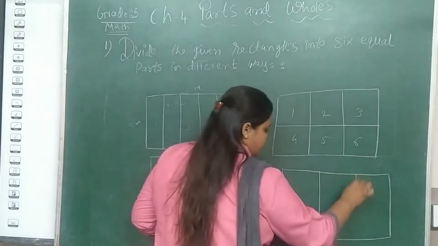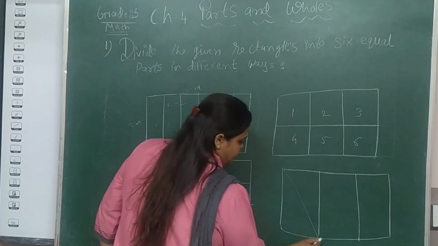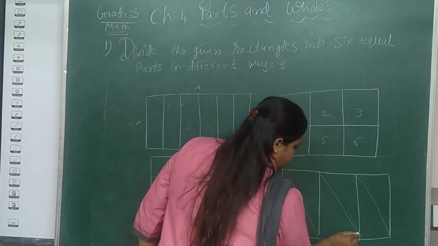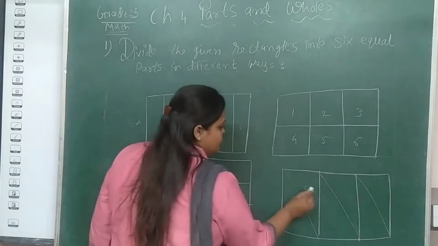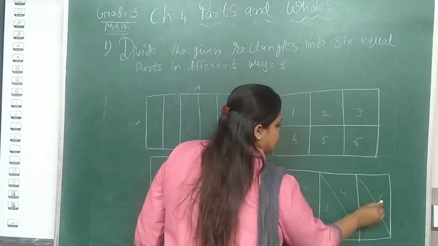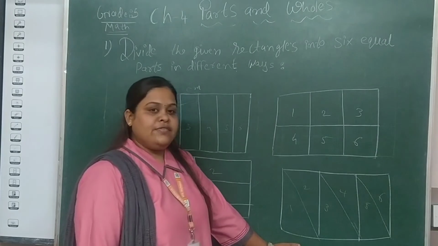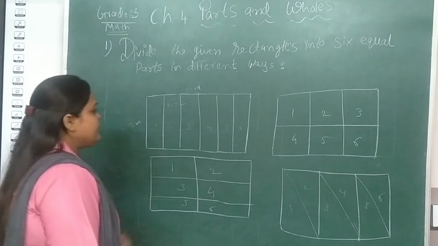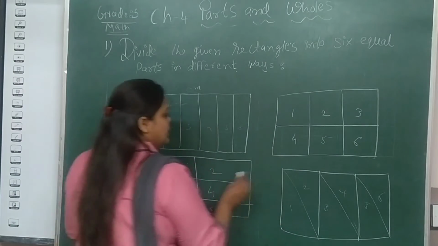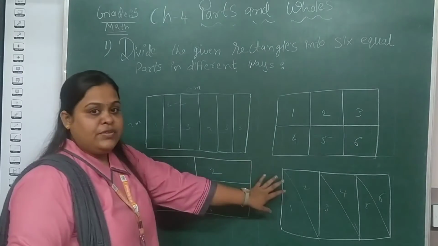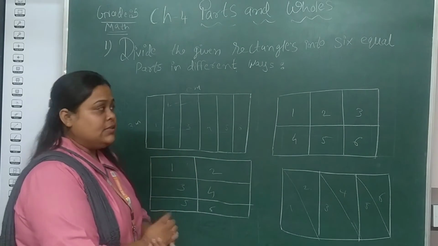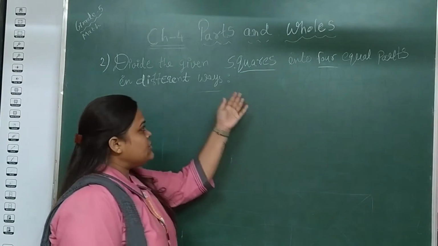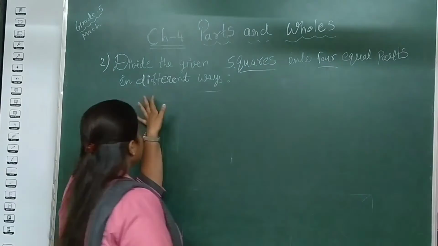First of all we will do 3 equal parts, then 1, 2 and 3. So here you can see 1, 2, 3, 4, 5 and 6. Here also a rectangle having 6 equal parts. So the question, divide the given rectangle into 6 equal parts. We have done 4 rectangles, 4 different ways of making 6 equal parts of a rectangle. Okay, so now the next question is, divide the given square into 4 equal parts in different ways.